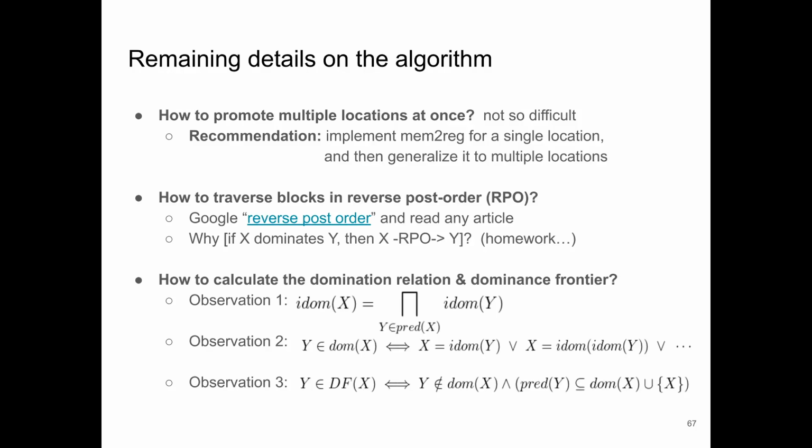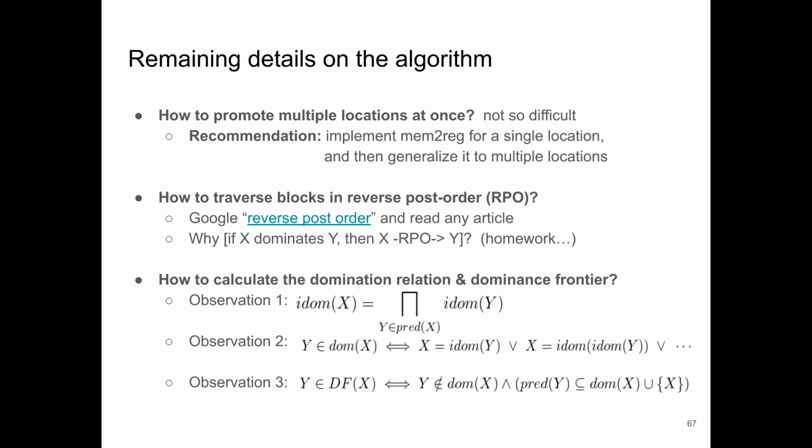And the final remaining detail of this algorithm is how to calculate the domination relation and dominance frontier. We are going to discuss this topic in the next video based on the three observations here. You don't need to understand every line of this, but we are going to use this as a starting point for the implementation of the domination relation and dominance frontier algorithms. So this is pretty much everything about today's video.